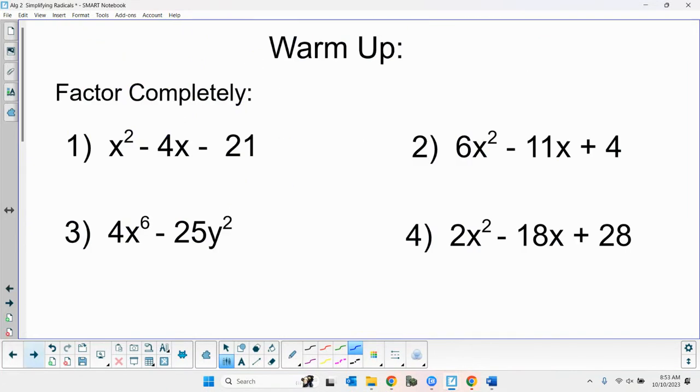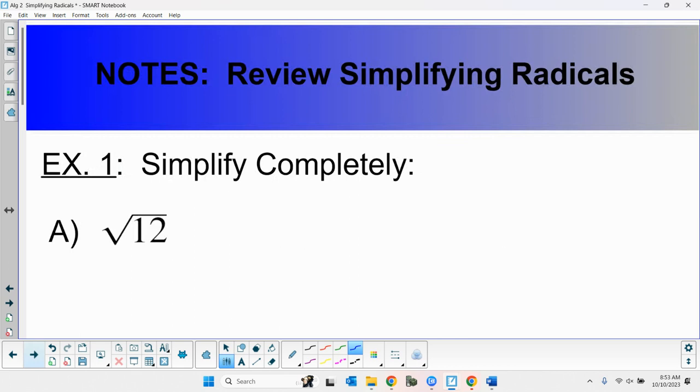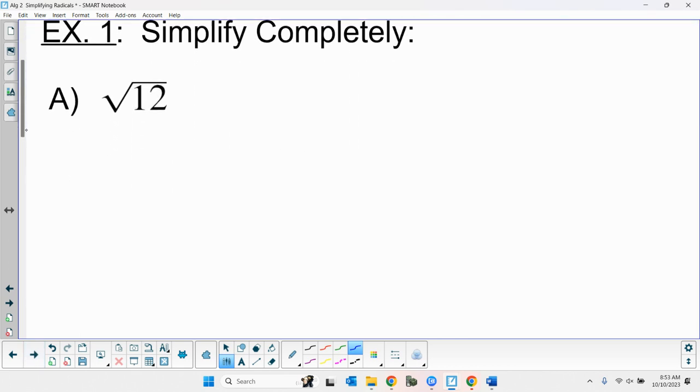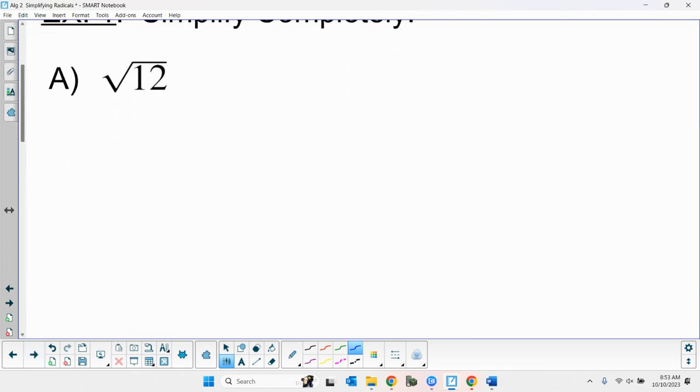Today we're simplifying radicals. All right? Square roots. Okay, so the way you simplify radicals, you don't just put in your calculator and see that it's 3 point something. Okay, we want it in simplest radical form. So we do what we call a factor tree. You can start with 4 and 3 or 2 and 6. Doesn't matter.